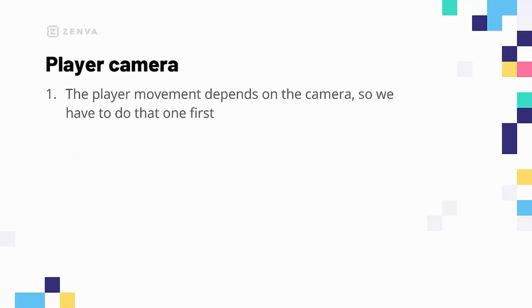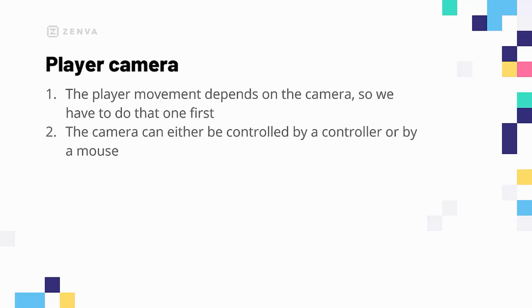Later on, when the player moves forward, we want to move forward in the camera direction. So if we don't have a camera, we can't really do the movement properly. On top of that, for the camera, I either want to have a control via the controller or by a mouse. Finally, the camera should be a physical object, meaning it shouldn't be able to disappear inside of a wall.